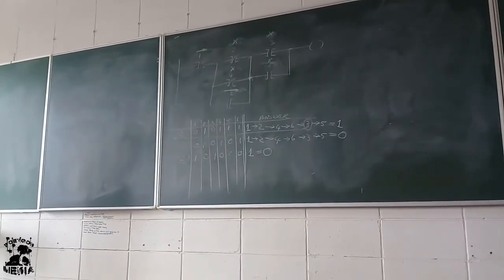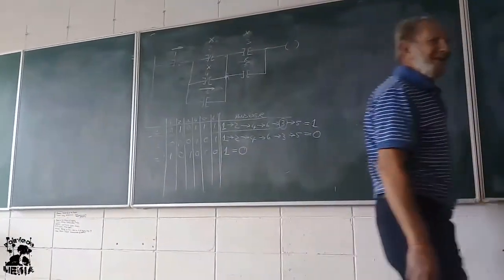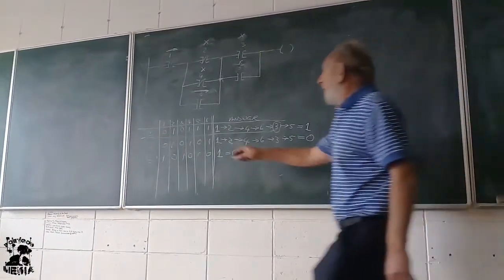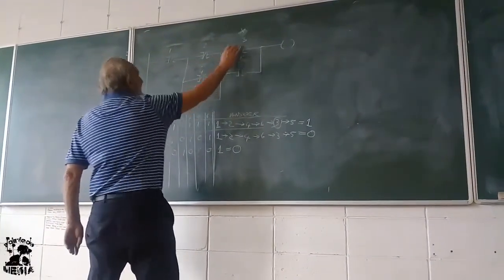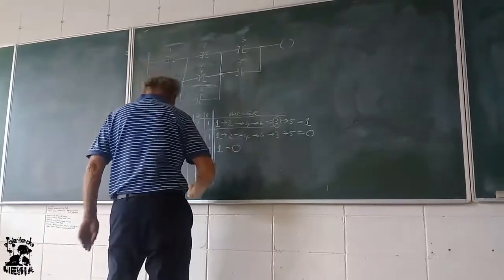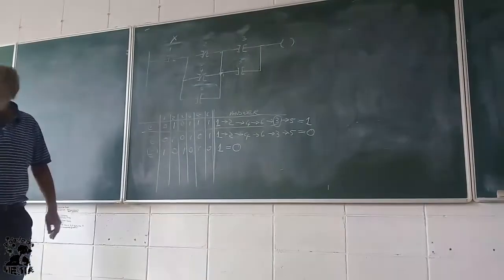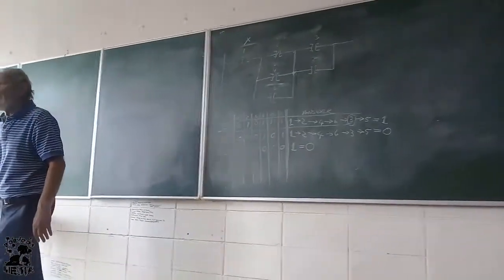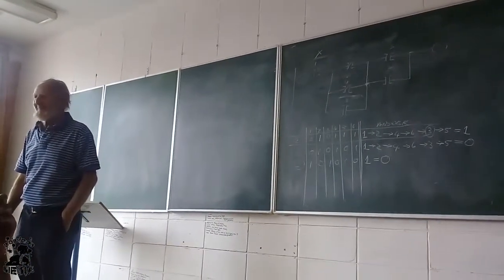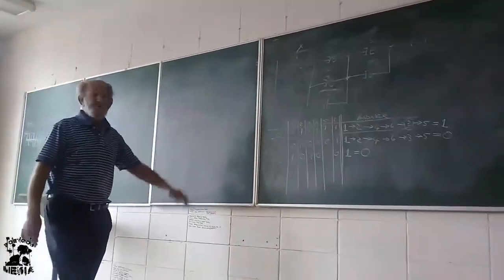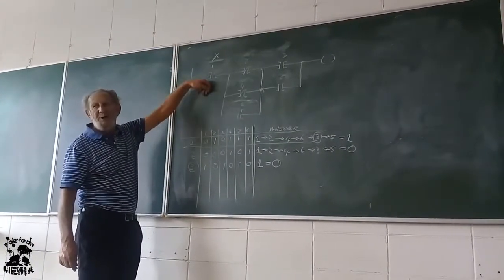You see it? If it blocks here, current cannot pass here. Is there any way I can get to the output? No, then the output will be 0. Because I must go down. I've got no logic down here.